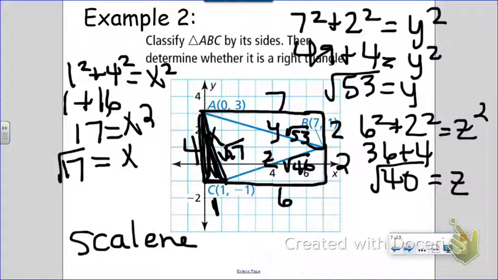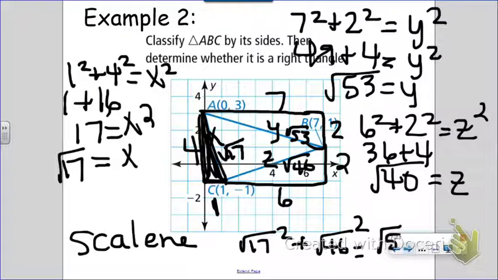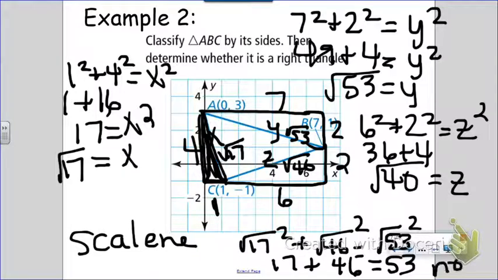To determine if it's a right triangle for sure or not, we check to see if leg squared plus leg squared equals hypotenuse squared. So does 17 plus 40 equal 53? The answer is no, so it'd have to be acute.